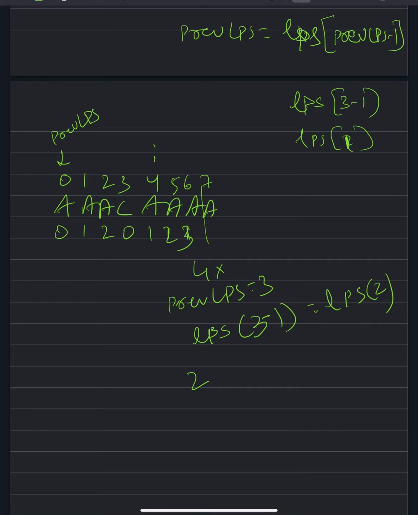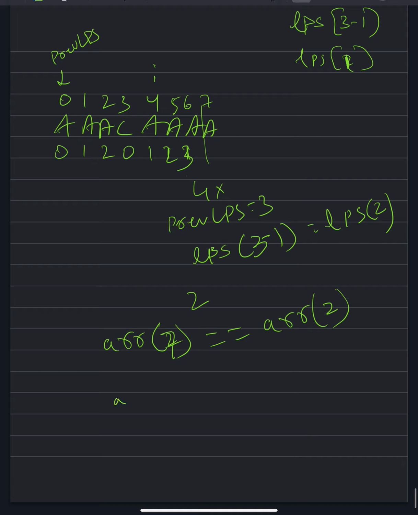Okay, then we will check ARR 2 is equal to ARR, no, ARR 7 equal to ARR 2. Okay, then we store ARR 7, 2 plus 1, 3 into the input.